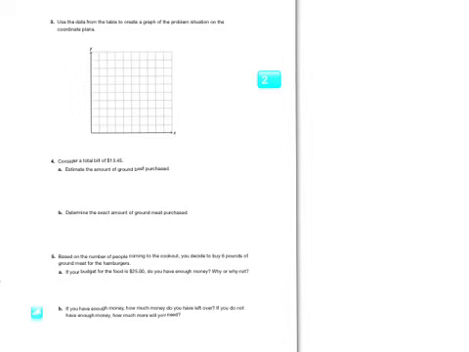Consider the total bill of $13.45. Estimate how much ground beef you purchased, and then you can determine the exact amount by plugging it into the equations that we got from the other page. And then number 5, based on the number of people coming, you decide to buy 6 pounds of ground beef for the hamburgers. If your budget is $225, do you have enough money? Tell me why or why not. If you do have enough, how much is left over? If you don't, how much more will you need?